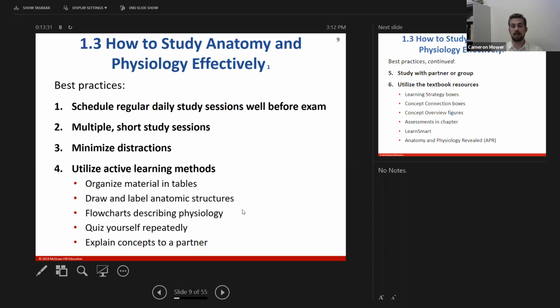Quiz yourself, explain concepts. That last one right there, explain concepts to a partner. I am here to tell you that I have learned more as a teacher in anatomy and physiology than I ever did as a student. And it's because I now have people that are relying on me to teach it to them. And so I've got to break it down in terms that they can understand and use. If you have a willing partner, teach them this stuff. The best way to learn it is to teach it.